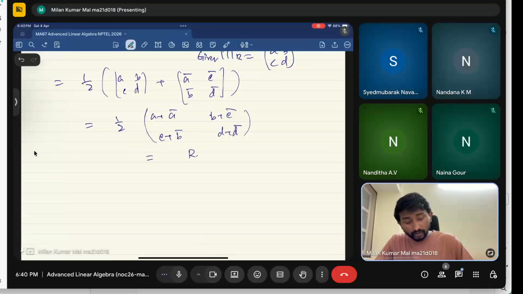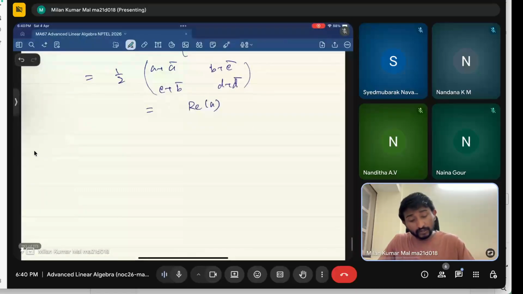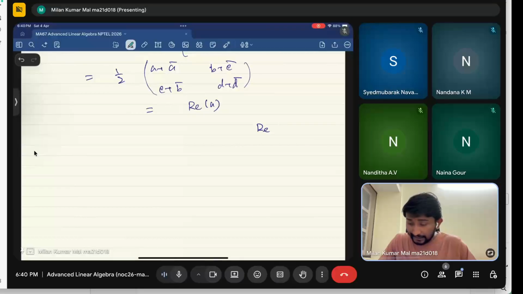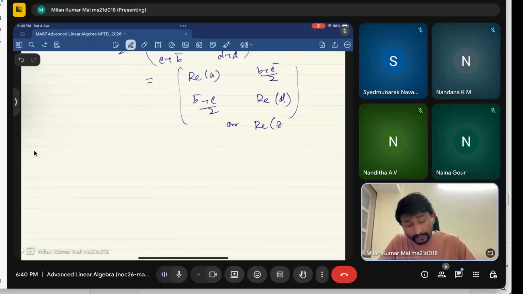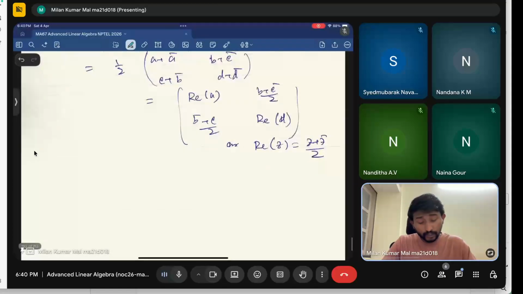That is actually equal to real part of A, and real part of B, and this will be like B plus C bar by 2 and B bar plus C by 2. This is what it is. Here, as the real part of a complex number z is actually equal to z plus z bar by 2, this is actually u1, and similarly you can obtain u2.